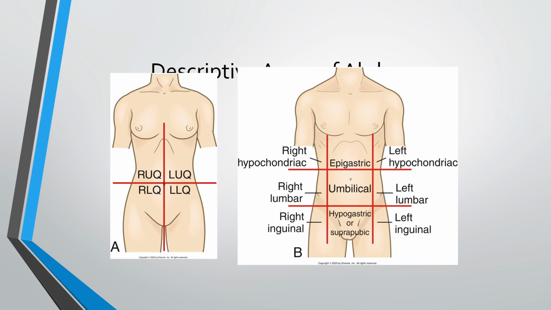Again, this is a brief reminder of the right upper quadrant, left upper quadrant, right lower quadrant, and left lower quadrant, and what it looks like. Just remember, it's how they're facing. It's not when you look at their abdomen. It's not your right side. It's the patient's right side. And then photo B here just talks about the different sections.